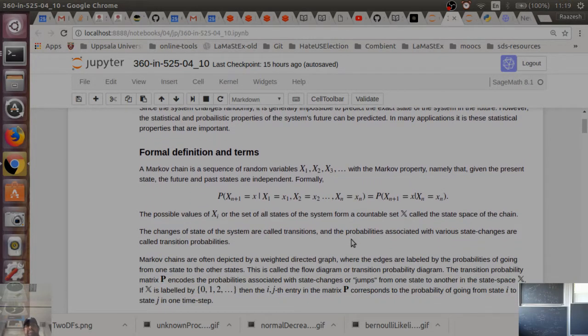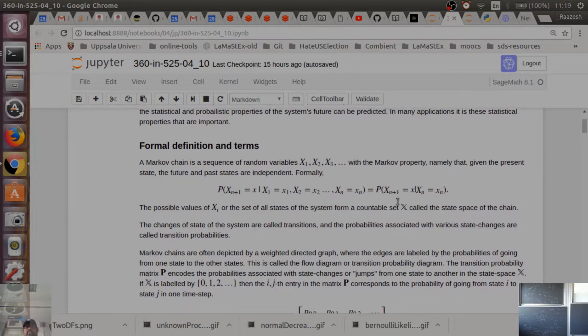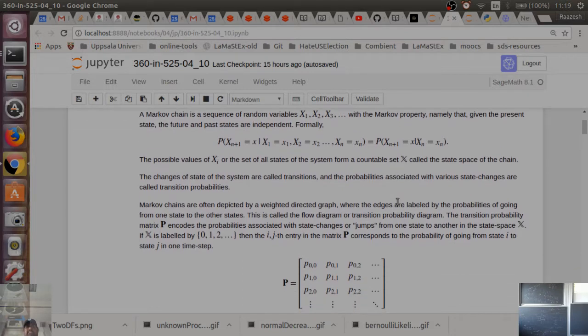So this is a bit of formal definitions. A Markov chain is a sequence of random variables, x1, x2, x3, dot, dot, dot, with the Markov property, namely that given the present state, the future and past states are independent. So that's what this is basically saying. The future is independent of the past, going from x n minus 1 all the way to x 1. Only the current matters.